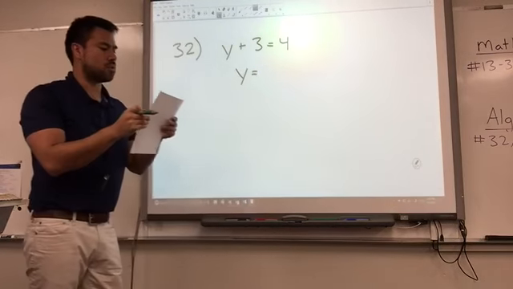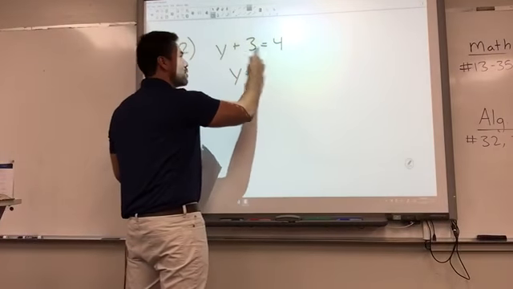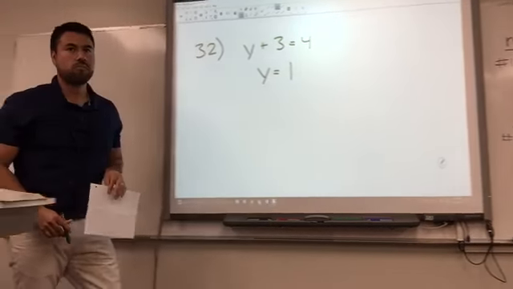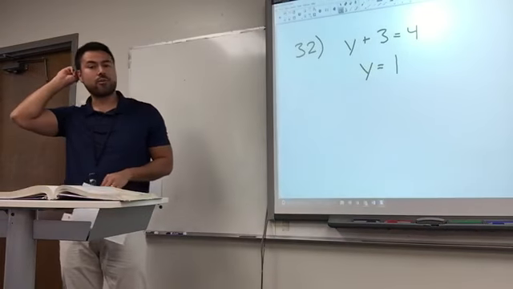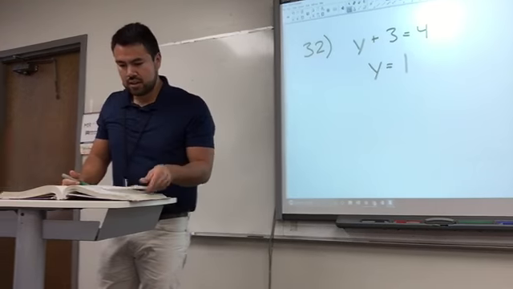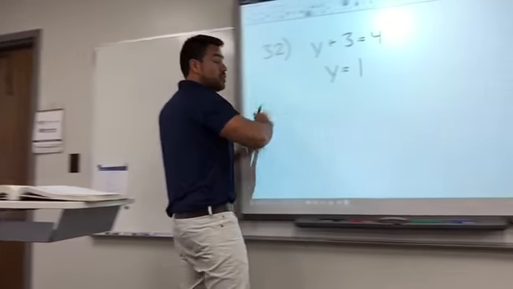And let me make sure I wrote the right thing. Okay. You subtract 3 from both sides. Is that what you get? Y equals 1. So solve for that variable, whether it's x or y. In this case, it's y. Okay. All right. You don't have to make a table.